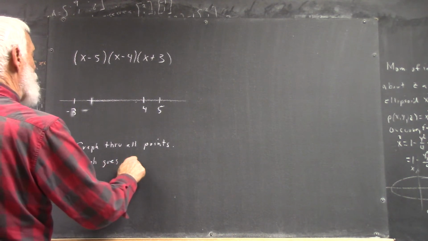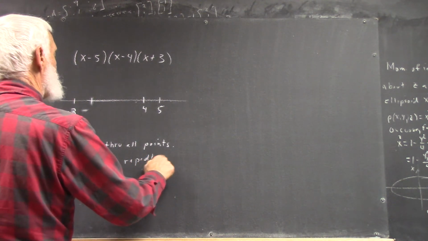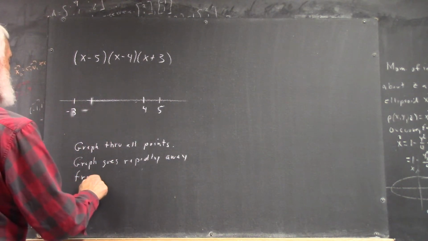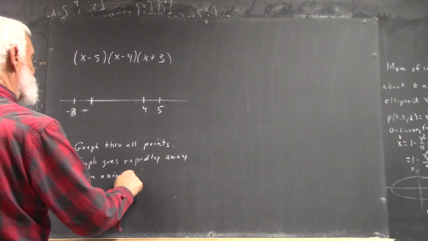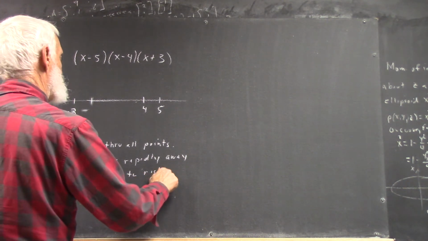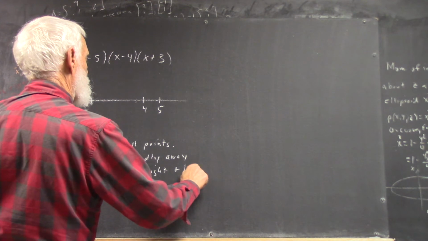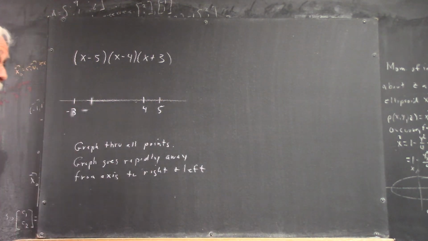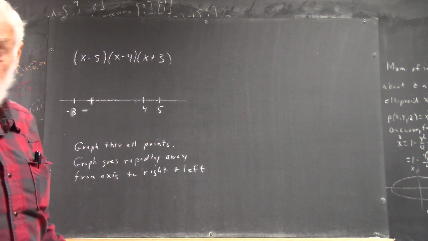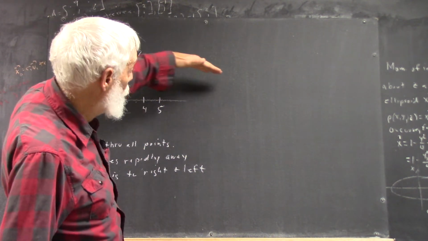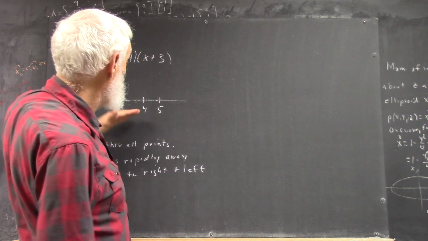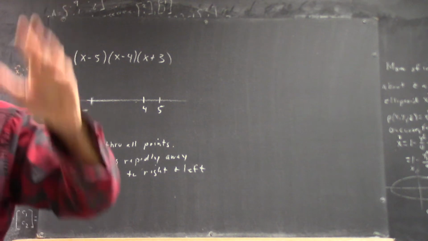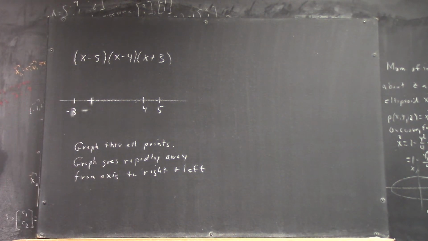And the graph goes rapidly away from the axis to the right and left. And by right and left, I mean you go to the right of the last point to the right, to the left of the last point to the left. You go rapidly away from the axis. It doesn't come through this point and then do this. It comes through this point and just shoots up. Not instantly, but very rapidly, okay? Because it's going to get really big.